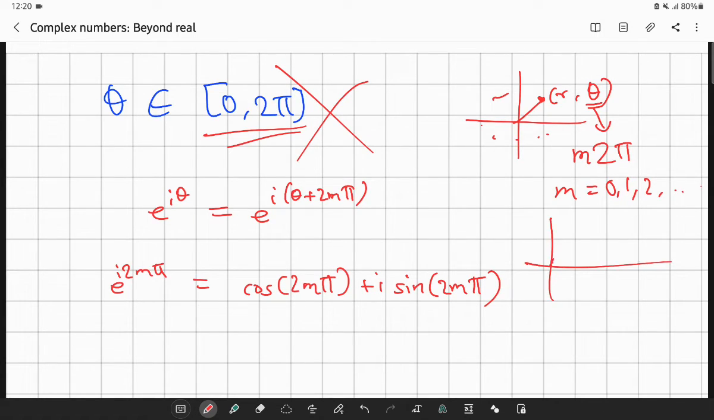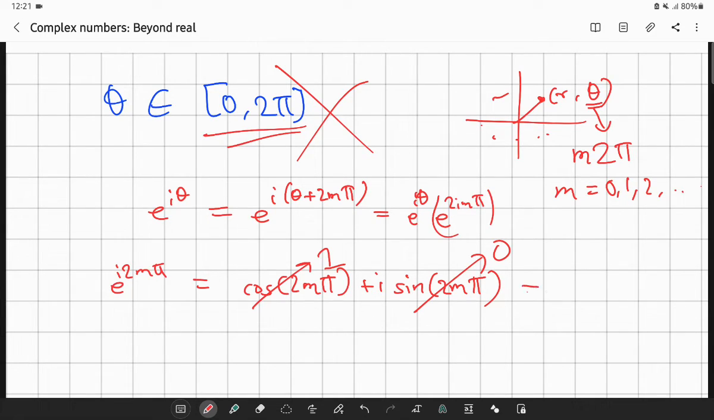Now if you look at the curve of sine, at 2 pi it is always stopping at 0, right? And similarly, if I take the curve of cosine, at 2 pi it always stops at 1, right? If I repeat this again, it will stop at 1 at 4 pi. Similarly, and so on and so forth. So cosine 2 pi is always 1, sine 2 pi is always 0. So e raised to i times theta plus 2m pi is e raised to i theta times e raised to 2i m pi, which we showed is 1.